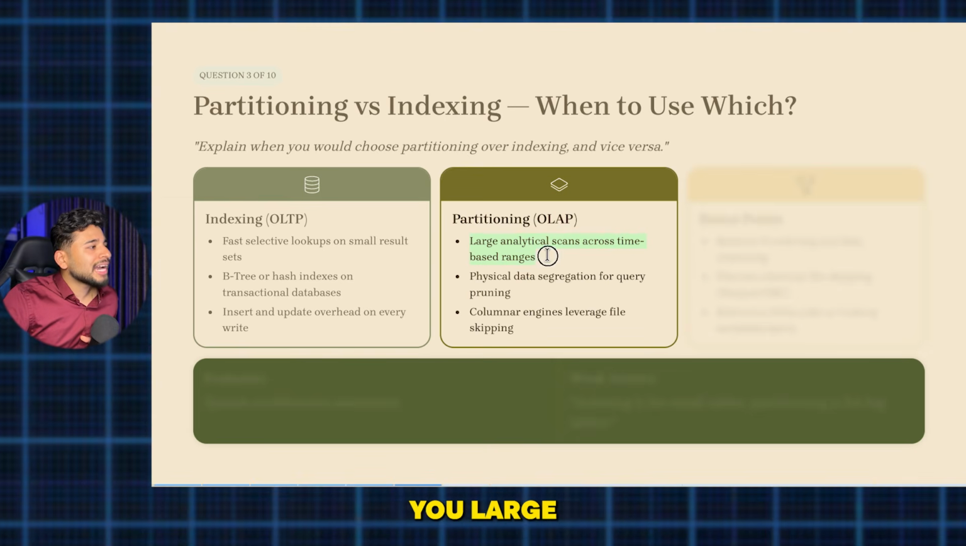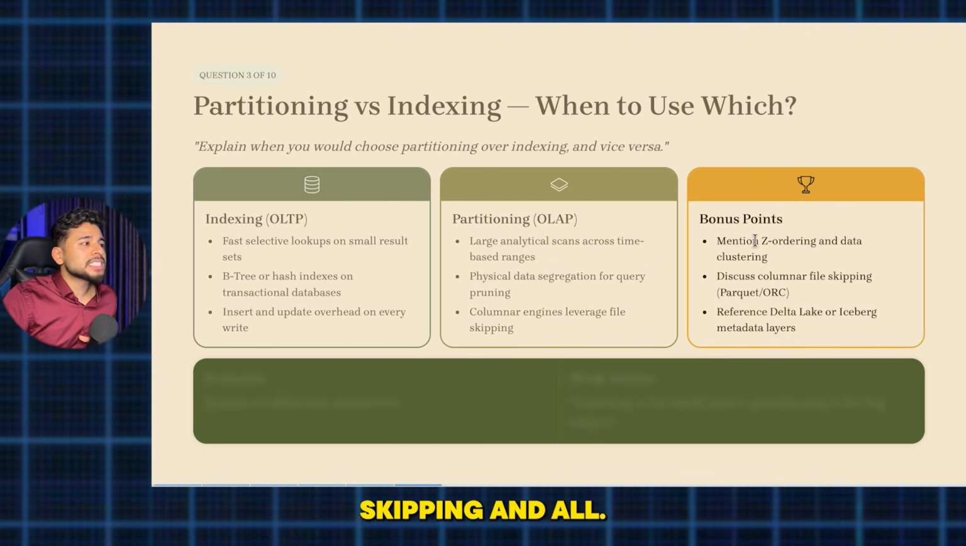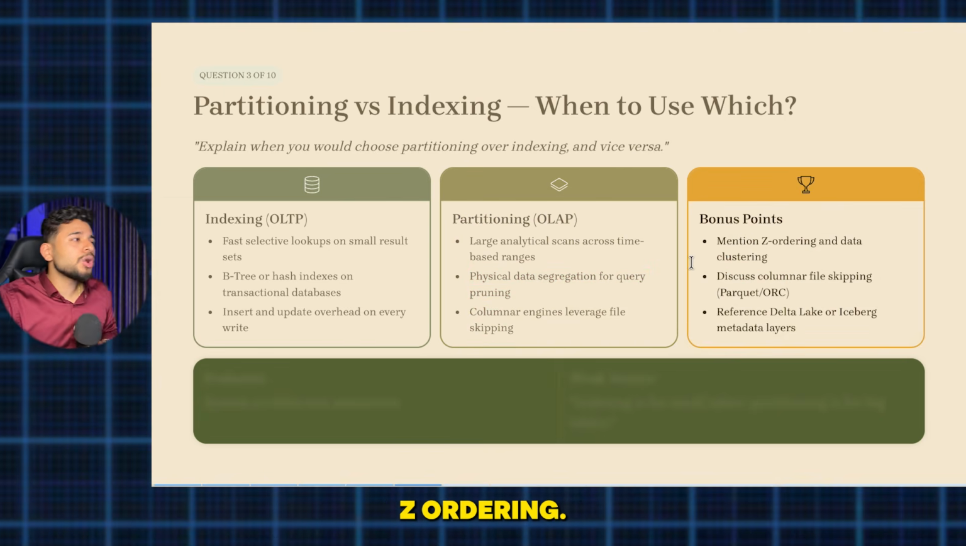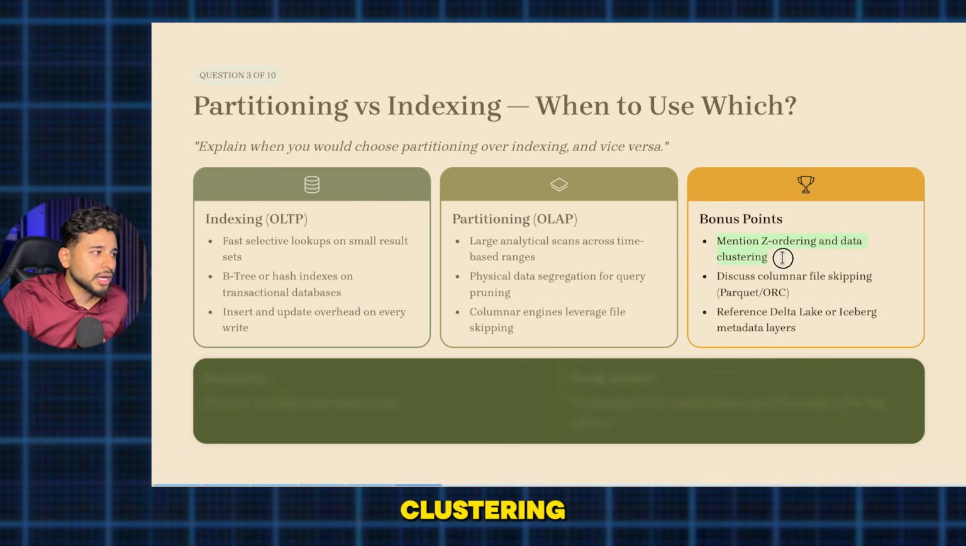That is how you handle large analytical scans. So for OLAP systems I will use partitioning there. Physical data segregation will be there for query pruning, and a columnar engine will be there for file skipping and all. A bonus point will be Z-ordering if you want to use it, and data clustering if you can use it. These are the concepts of the lakehouse that you can use.